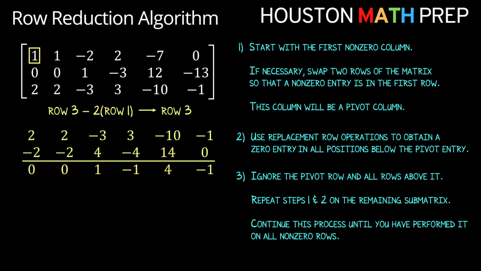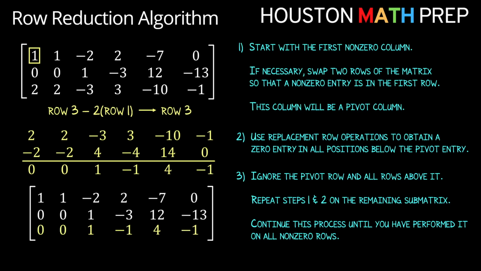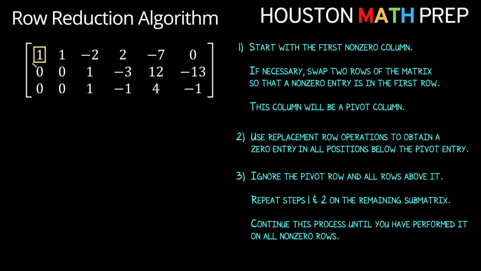Now don't be too alarmed here. You'll notice that we also created another 0 in the entry next to it. That'll just happen sometimes, but if we stick to the algorithm, it'll all work out. So our first column has all zeros below the pivot, which means that our step 2 is complete for this column. Our step 3, remember, says that we'll now ignore that row we worked with and any row above it if there are any, and we'll repeat that process with the part of the matrix that's remaining.